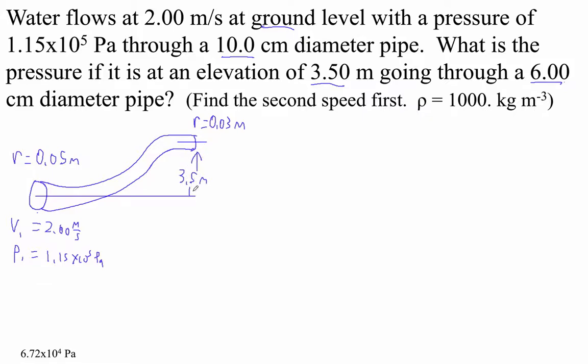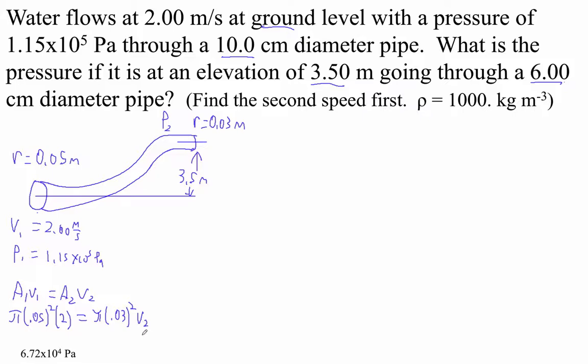I think there's only going to be one zero term here, right? Then we want to know what's the pressure here. What's pressure 2? The first thing we've got to do is figure out V2, right? So let's go A1 V1 is A2 V2. So pi times 0.05 squared times 2 equals pi times 0.03 squared times V2.